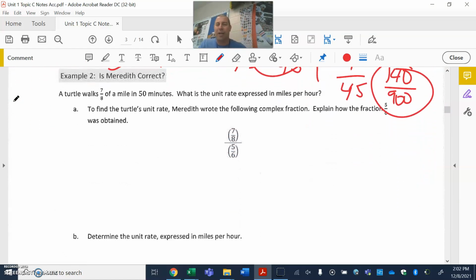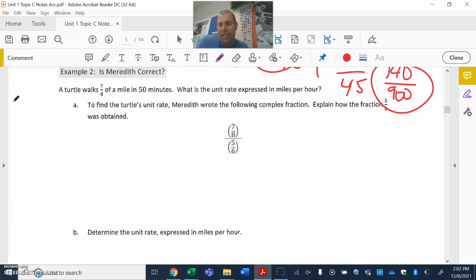Let's see here. Is Meredith correct? We got a turtle here. A turtle walks 7/8 of a mile in 50 minutes. What is the unit rate expressed in miles per hour? To find the turtle's unit rate, Meredith wrote the following complex fraction. Explain how the fraction 5/6 was obtained.